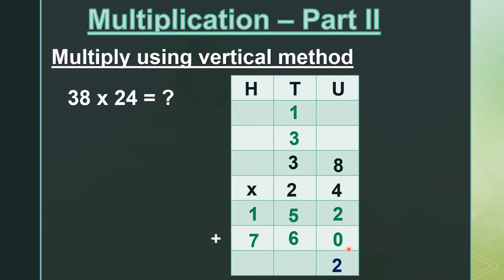2 plus 0 we get 2. 5 plus 6 we get 11. We write 1 here. Again 1 is carried. We write it here only. Now 1 plus 1, 2. 2 plus 7 we get 9. So now the final answer is 38 multiplied by 24 we get 912.